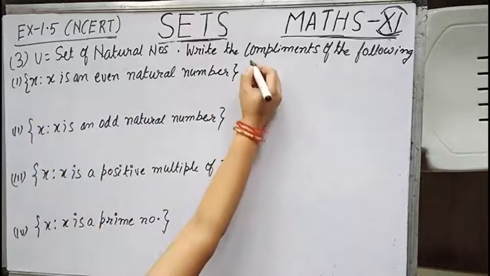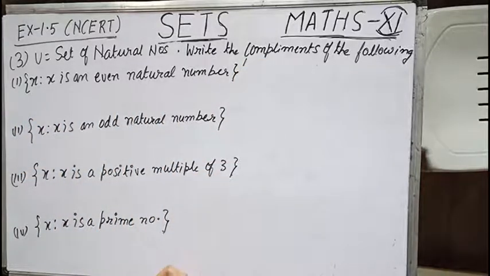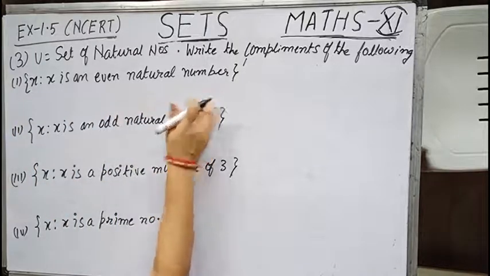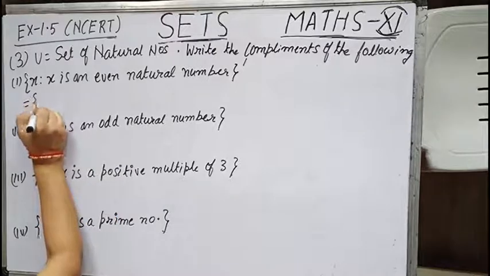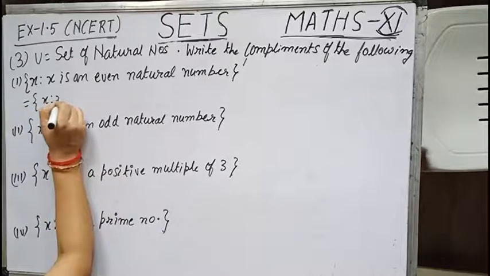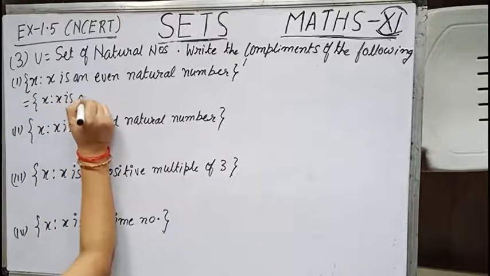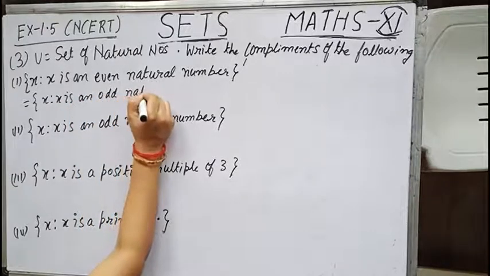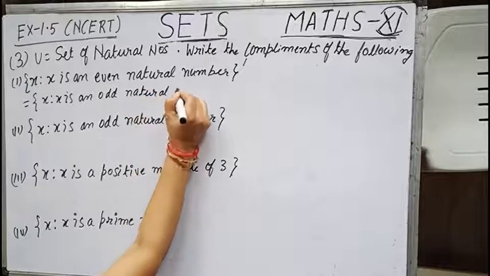So the complement of this will be written as this one. I will be giving the sign. So complement of x such that x is an even natural number is equal to x such that x is an odd natural number.